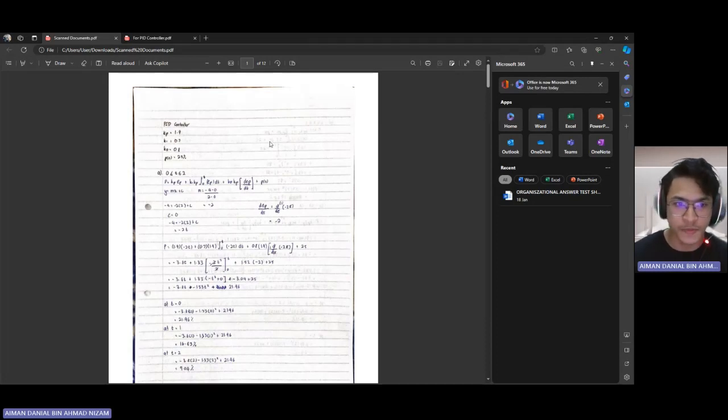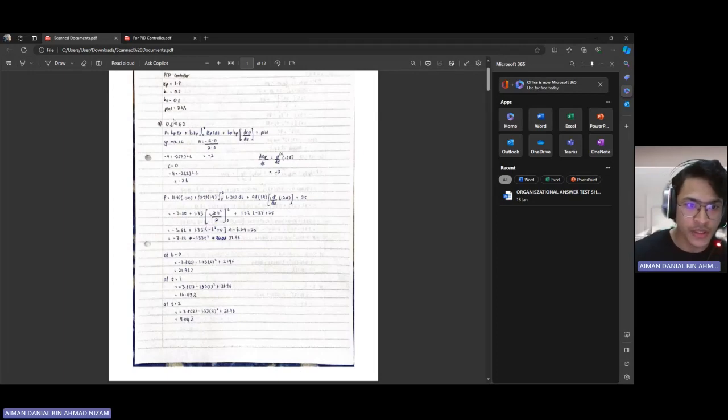2110373. So I'm gonna explain about PID controller calculation and graph that I get for the results. So as we can see in PID controller, the KP for my group is 1.9, and KI is 0.7, KD 0.8, and P0 is 25%.